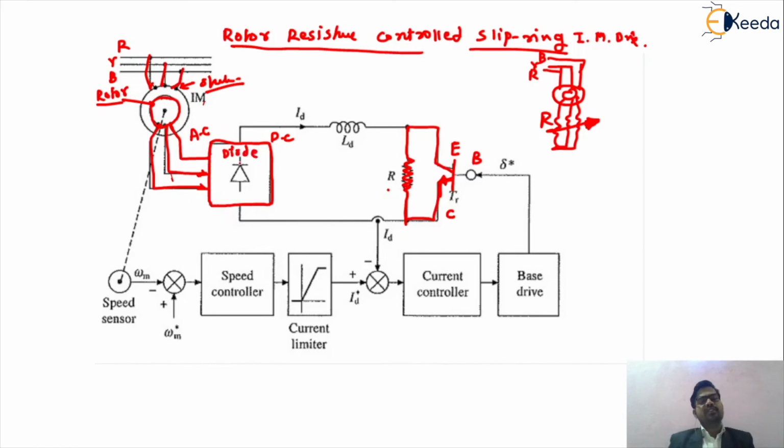So what is the function of this diode rectifier? This diode rectifier will convert the alternating current supply into a direct current supply. So we are getting the direct current supply. So the ID will be the current which will be flowing through that particular circuit. So this is ID. ID is the current flowing through that particular circuit.